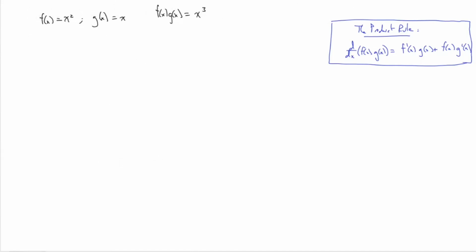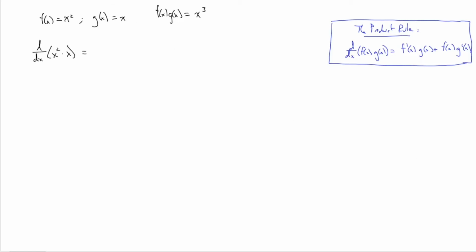Let's see that it works in this simplest of examples that we started out with, where f of x was x squared and g of x is x, so that f of x times g of x is x cubed. This is a nice one because we know what the answer should be.